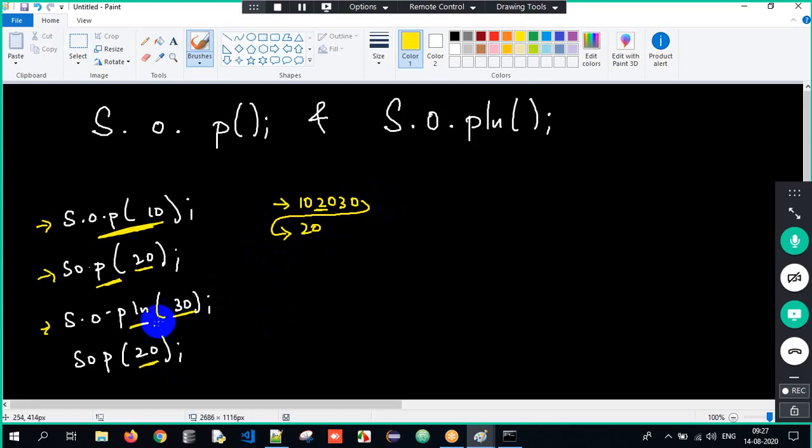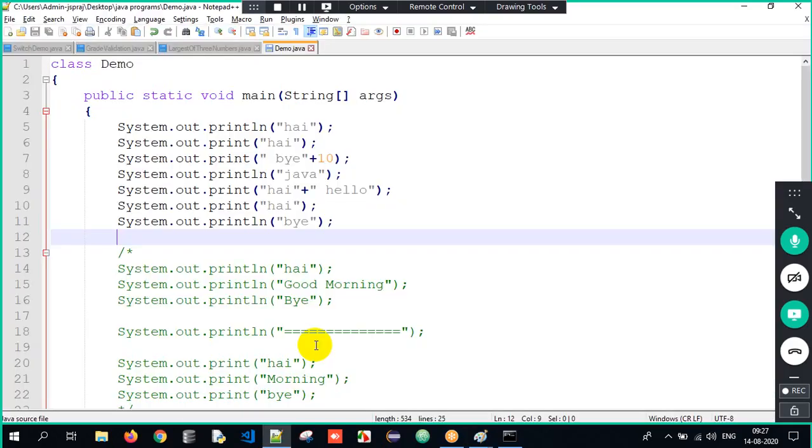So when I tell println, it will print the data and the control is moved to a new line. So when I print 10, the control remains on the same line. Prints 20, control is on the same line. Prints 30, the control is transferred to the next line. If I had println, 20 will get printed and the control is transferred to the new line. So it will print first and then the control is transferred to the new line. So looking at that, what will be the output of this program?